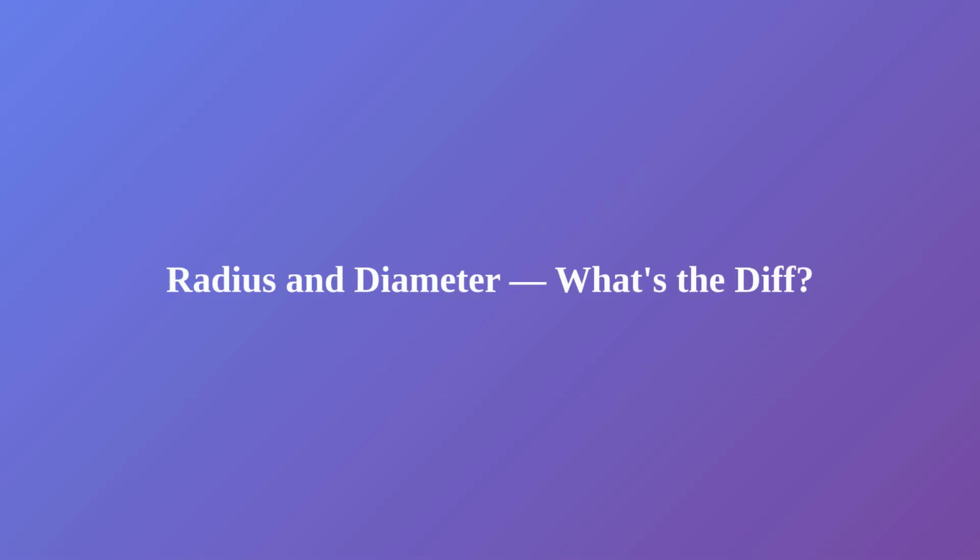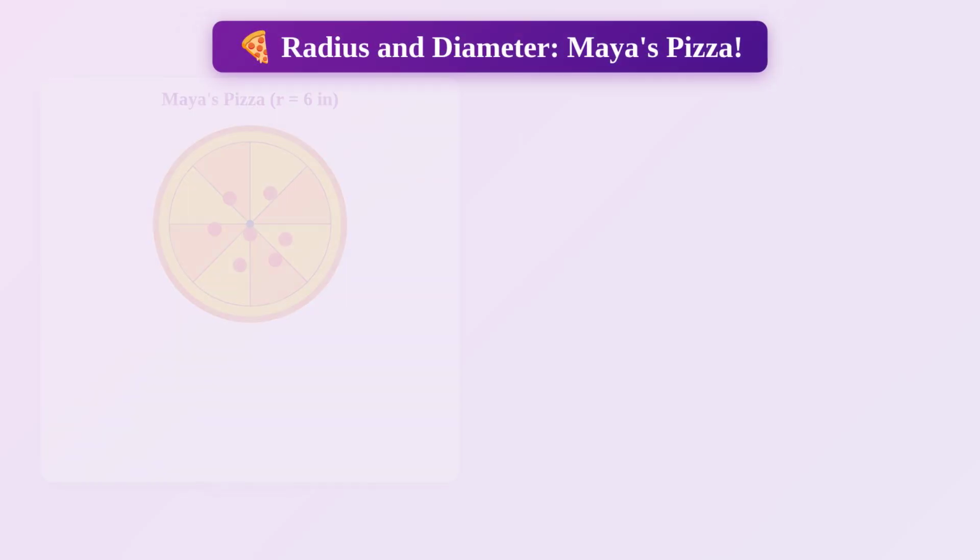Let's dig in. Okay, two of the most important circle words, radius and diameter. The radius goes from the center of the circle out to the edge. Think of it like one spoke on a bicycle wheel. The diameter goes all the way across the circle, passing right through the center. So it's basically two radii back to back. That means the diameter is always exactly twice the radius. If the radius is 5 inches, the diameter is 10 inches. If the diameter is 8 inches, the radius is 4 inches. Simple multiplication and division. Maya's got this.